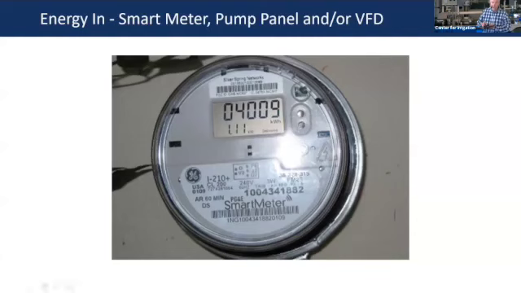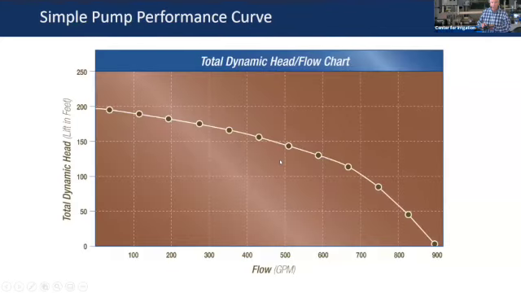Okay, so it's a smart meter and it shows how many kilowatt hours in this case, and then it scrolls through and puts kilowatts on there too. So this takes us to the next thing when we're trying to choose our pump: a simple pump performance curve. And this is one here that shows the combination of flow and total dynamic head developed.